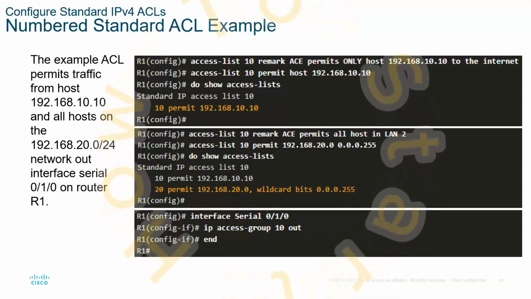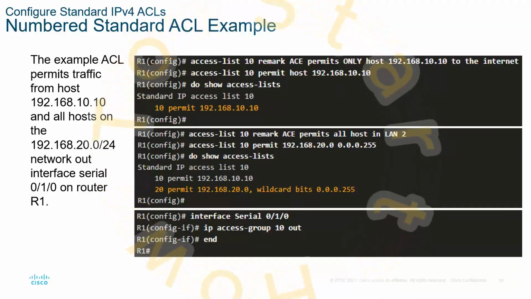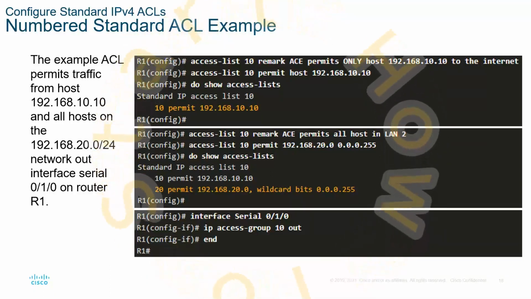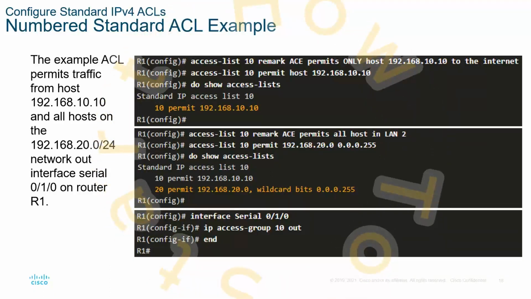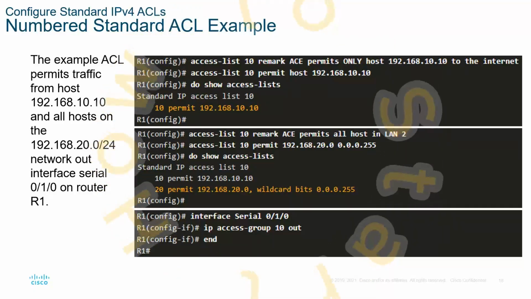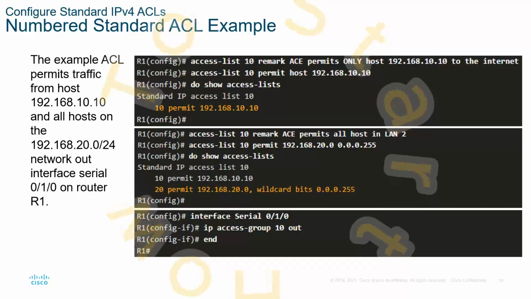Now again, remember that ACLs have an implicit deny at the end. So even though we have two permits, if traffic doesn't match one of those, it will match the implicit deny. So do keep that in mind.